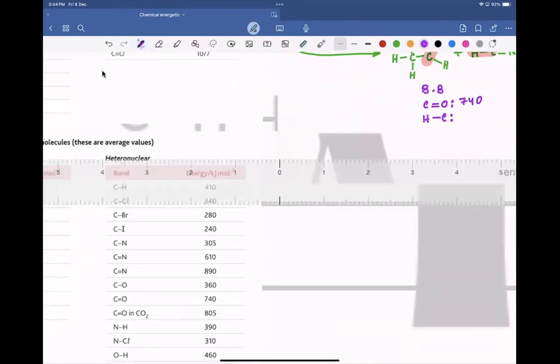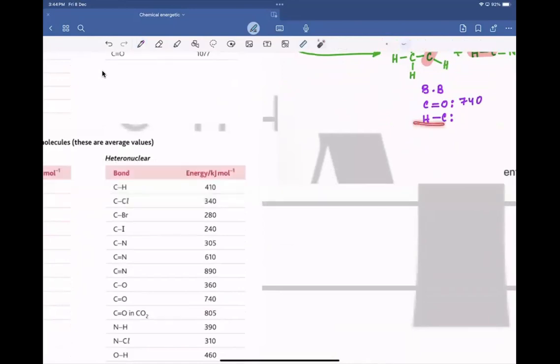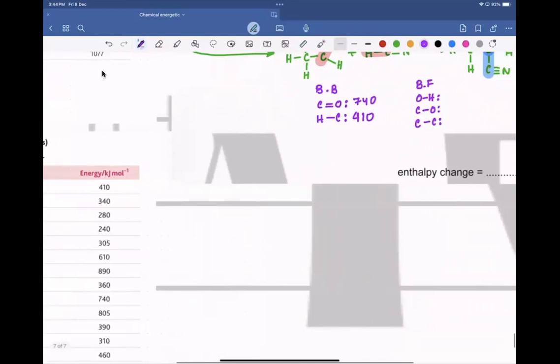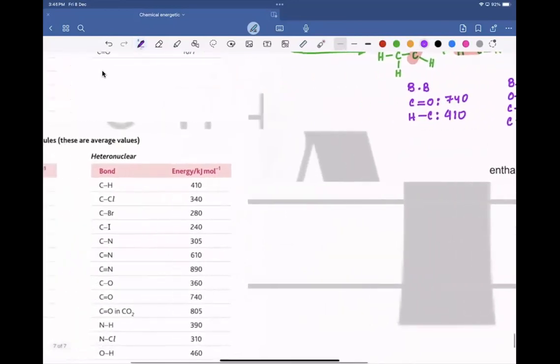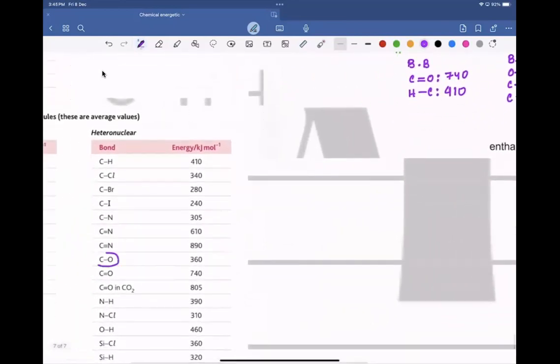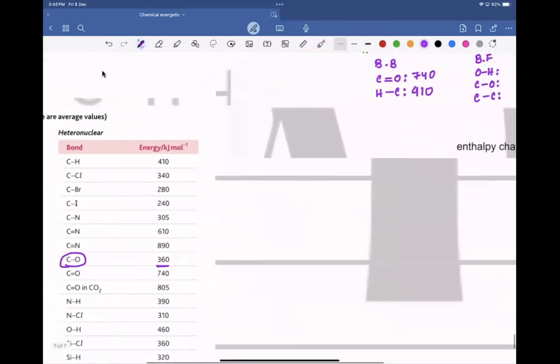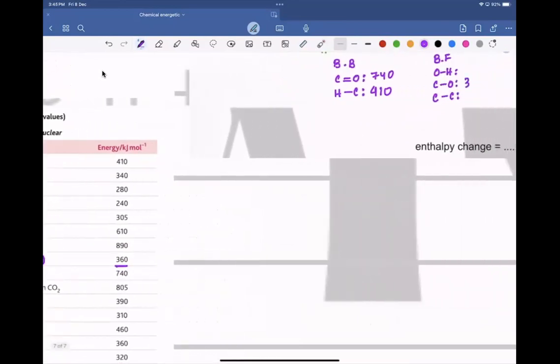Then the other bond is the carbon hydrogen bond, which is over here. Its value is 410. Then OH bond, CO bond, and CC. There is a CO single bond over here. Its bond energy is 360. So I'm going to put 360 over here.